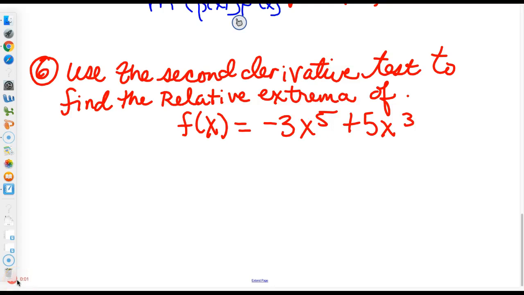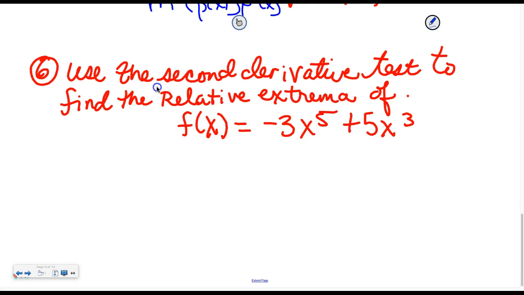Using the second derivative test does not mean find inflection points. It means I'm going to use a second derivative to do something that the first derivative could already tell me. You might say, well, why do we have two ways to do it? Sometimes you have no choice but to use this method.